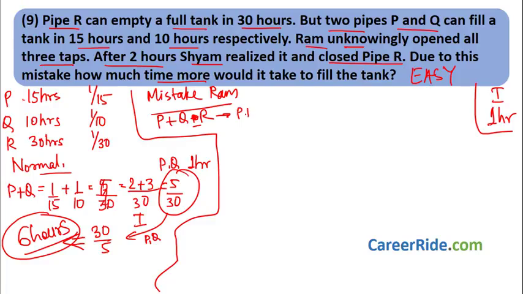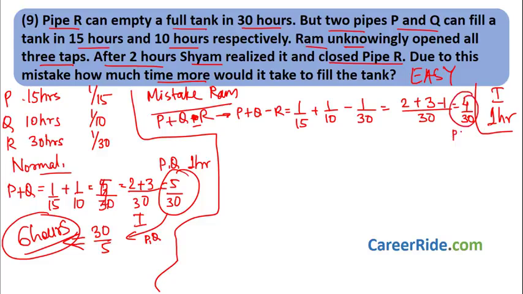So what do we get? P plus Q minus R. What is it in 1 hour? There are 3 pipes and these 3 pipes are opened. So work done by these 3 pipes in 1 hour is work done by P in 1 hour, 1 by 15, plus work done by Q in 1 hour, minus work done by R in 1 hour. The LCM is 30. Here we will have 2 plus 3 minus 1, that is 4 upon 30. This is the amount of work done by P, Q and R in just 1 hour.